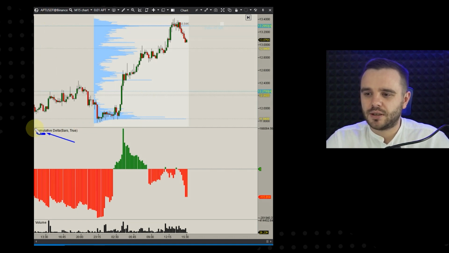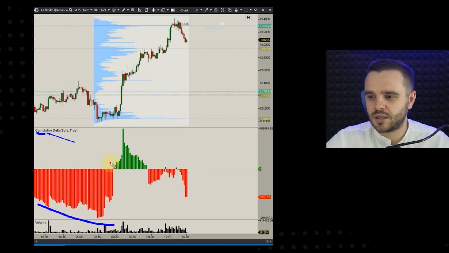Pay attention, it is APT coin. Red means dominance of sellers. Green means dominance of buyers. I think your first question will be how this graph is created and how to read it properly. Let me explain all of this to you.